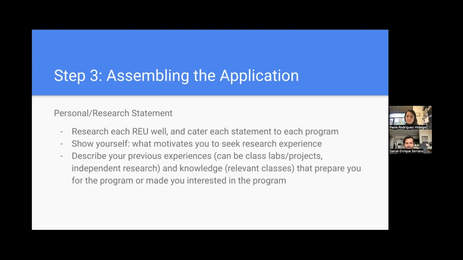So whenever you're listing previous experiences, think outside of the box if you don't have an actual internship before, and write down what experiences you've had that could have contributed to being able to be a researcher. And the same thing applies for knowledge. So you might want to talk about relevant classes that you've taken. And all of these are things that have prepared you for the program and made you interested in the program.